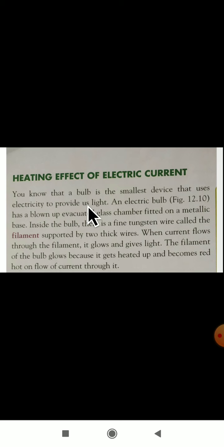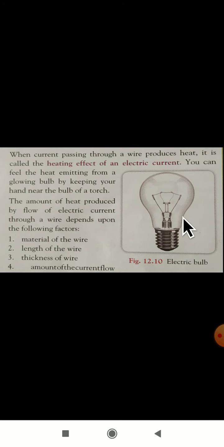An electric bulb has a blown, evacuated glass chamber. You can observe the electric bulb. I hope you have seen this electric bulb, everybody. This electric bulb is made up of a glass chamber. Whatever outside part you can observe now, that is the glass chamber, fitted on a metallic base. The upper portion is made up of glass, and the base is a metallic base.